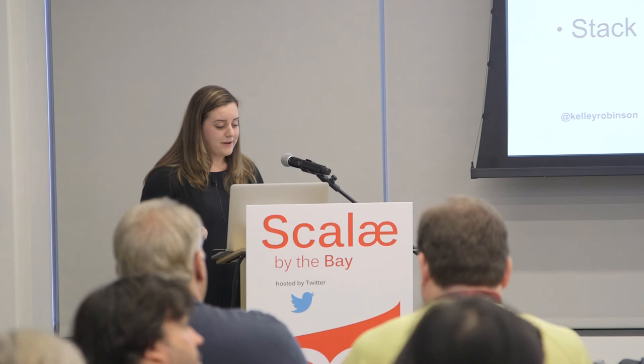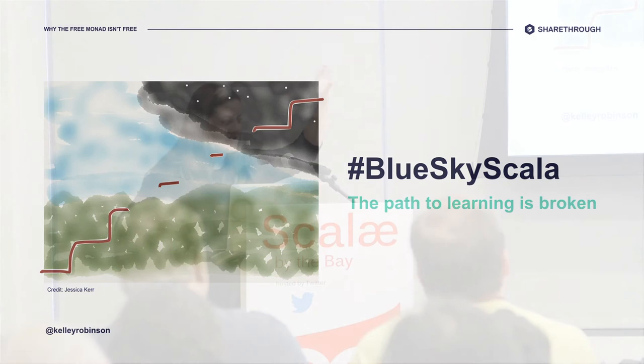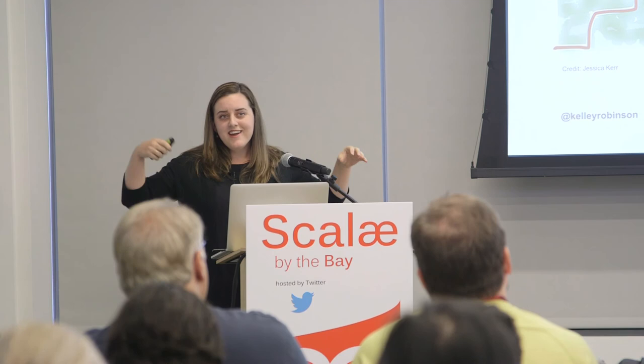So last year, Jessica Kerr gave a really great talk at Scala Exchange where she talked about blue sky Scala. So the easy stuff in our applications, the green grass, all the way up to the outer space stuff, the hard stuff in outer space. And the free monad isn't free because it falls into that outer space category. Its applications are impressive, but the path to get there is pretty broken.